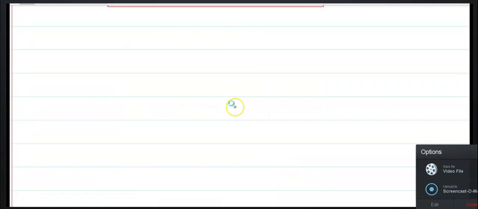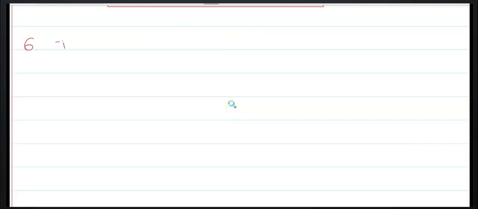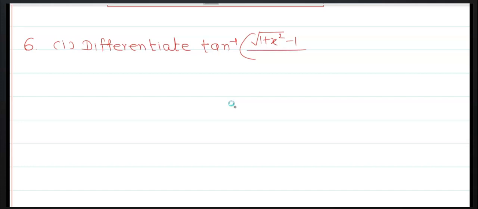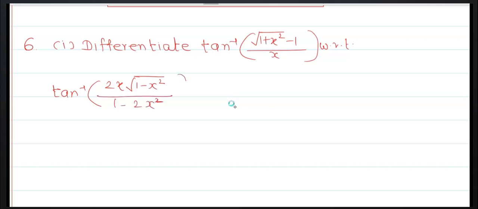Now the next is question number 6. Differentiate tan inverse of root of 1 plus x square minus 1 upon x with respect to tan inverse of 2x root of 1 minus x square upon 1 minus 2x square.